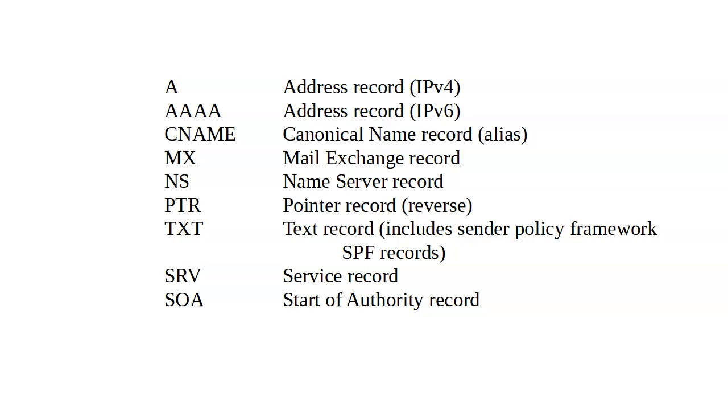You have your text records, which are used for doing your sender policy framework for keeping track of who's allowed to send mail. You have your service records and your start of authority records. So let's go ahead and look at each of these.